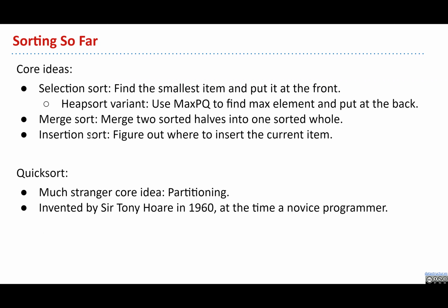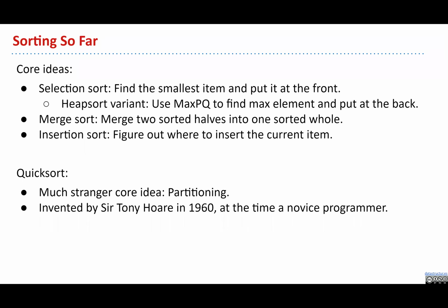So the types of sorts we talked about so far are selection sort, which is about finding the smallest item, selecting it, putting it at the front. There's heap sort, which is just a variant of selection sort, where you use a heap to keep track of the smallest thing. Okay, so these are basically the same idea, just this one has a special data structure that makes it faster. We have merge sort, where it's all about merging two sorted arrays. We have insertion sort, which is figuring out where to insert the current item. And now we have Tony Hoare's idea.